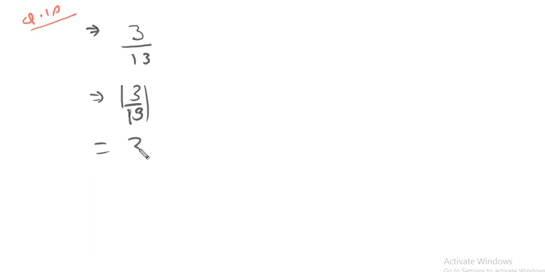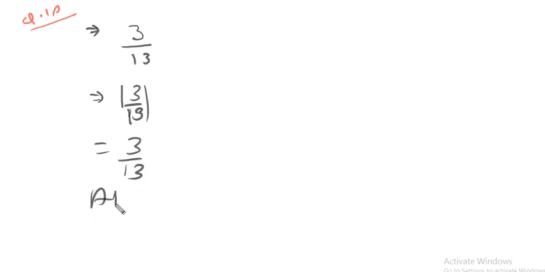Now come to the last question of this exercise, question number 10. Find the absolute value of the following. We have to find the absolute value. Absolute value means, I think I have taught you about absolute value. Absolute value means we have to put it into the modulus, and it will come out positive. Here it is positive, so the absolute value, you can write here, will be 3 upon 13.